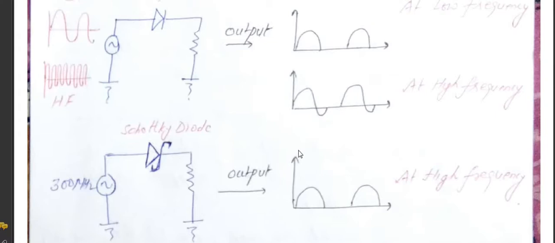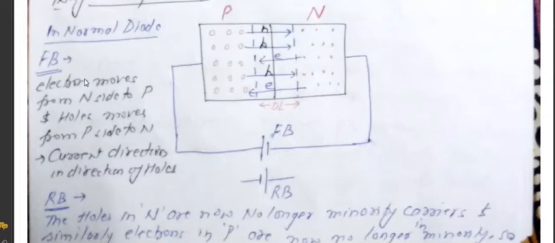Now let us discuss why this simple diode behaves like this under high frequency signal conditions. For this we have to see how a simple diode works. When we see the diode under low frequency condition and under high frequency condition, we can easily find why this problem exists in the case of a simple diode.